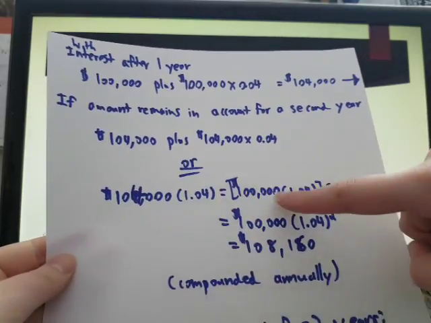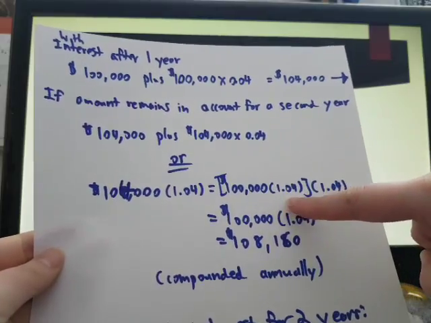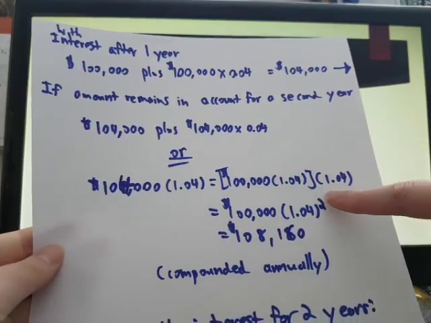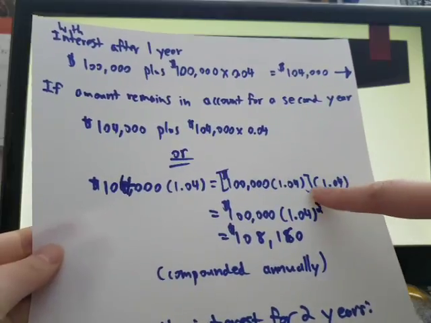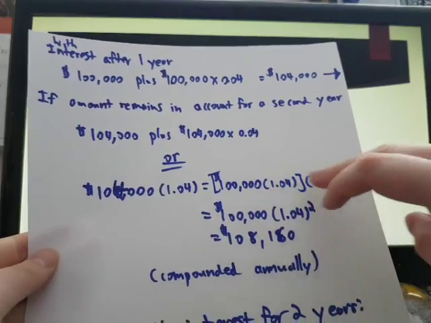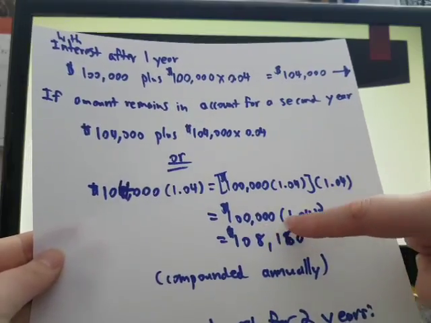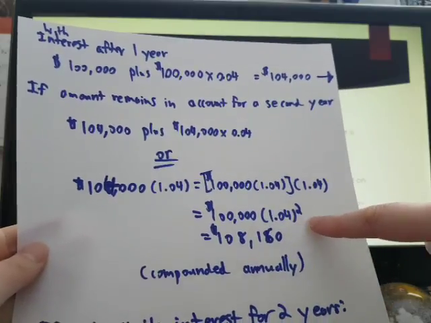Or if you want to say it another way, you could say it's 100,000 times 1.04 for the first year, then multiplied by another 1.04 for the second year. Which, of course, if we multiply by the same thing twice, is the same as saying 100,000 times 1.04 squared.